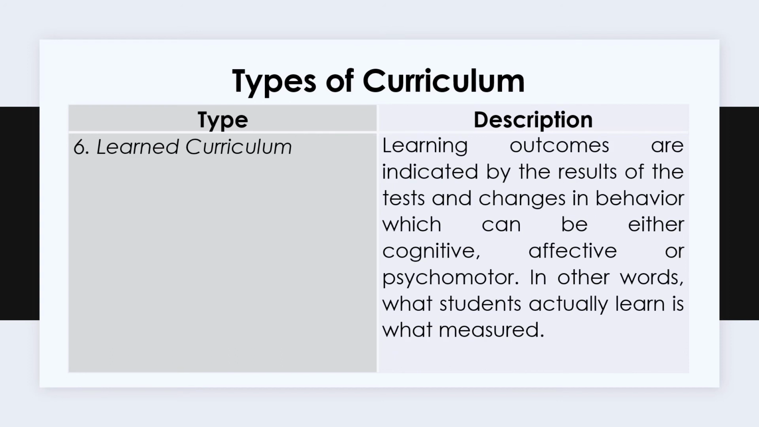Okay? Then you have also the learned curriculum. If we have the taught curriculum, that's actually responsibly, effectively, and efficiently done by the teacher. We have also the learned curriculum. So the learned curriculum are those things that are learned by you, as learners, indicated by the results of tests and changes in behavior, which can be either cognitive, talking about development of the mind, affective, development of the heart or emotions or feelings, or psychomotor, your ability to manipulate. These are the three domains of teaching. You have the cognitive, the affective, and the psychomotor domains.